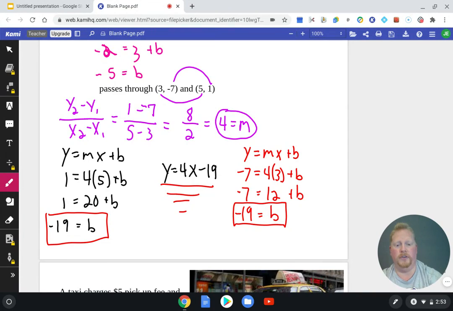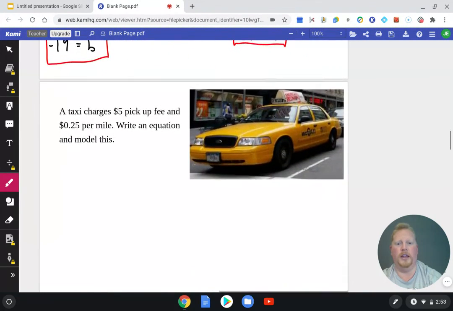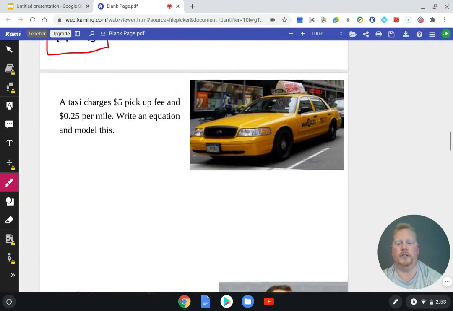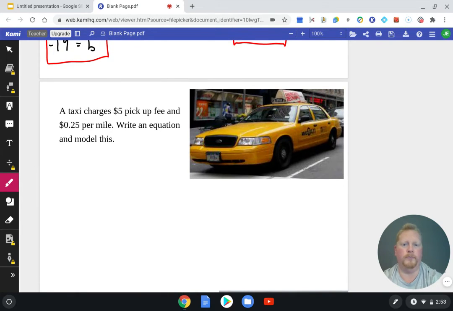Of course, everyone's favorite, word problems. How can you write an equation based off of a word problem? Well, in any word problem where you're going to use y equals mx plus b, there's always 2 things we're looking for, the slope and the y-intercept.